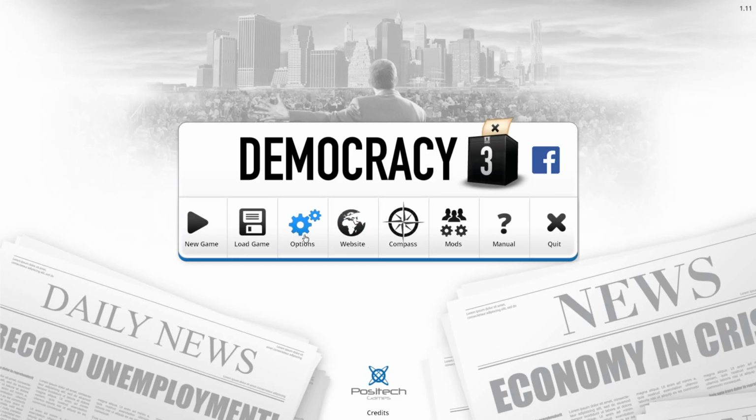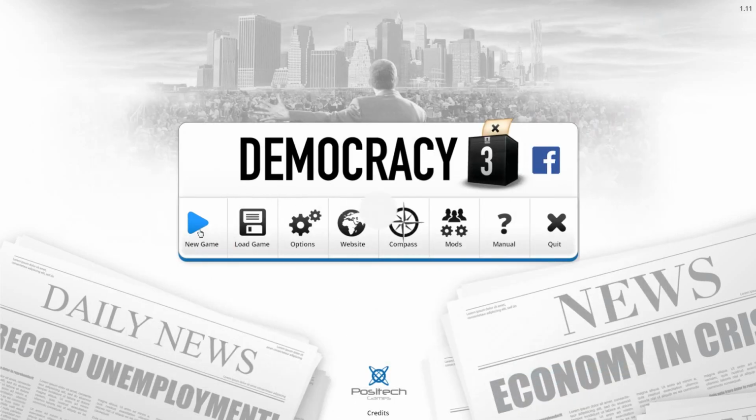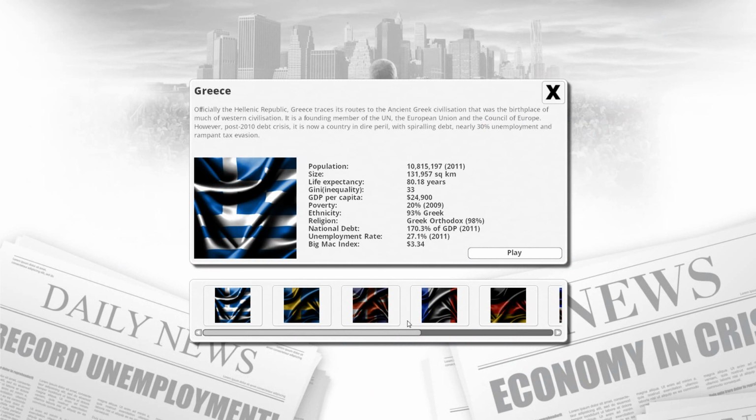And I'll show you now too, if you go to the political compass, you can see we sat about here when we played as Canada. Earlier I played 2 terms with France and I was fairly liberal socialist. About the same with Australia. I wanted to continue that game really badly, but unfortunately it kept crashing on me. But this is kind of neat. It shows your last 50 games, so eventually this just fills with dots. I haven't quite found a country yet that's especially conservative.